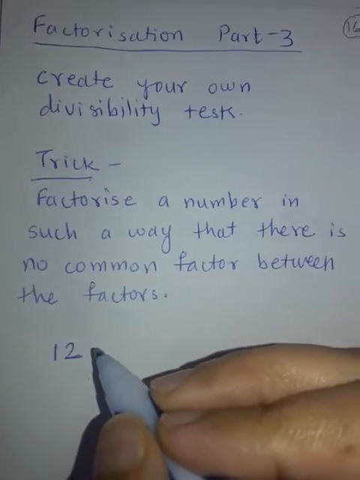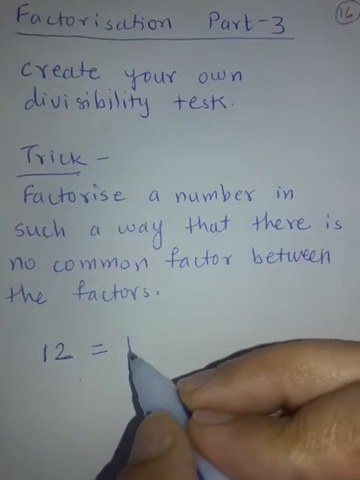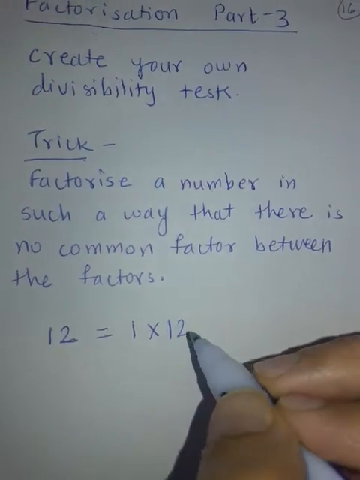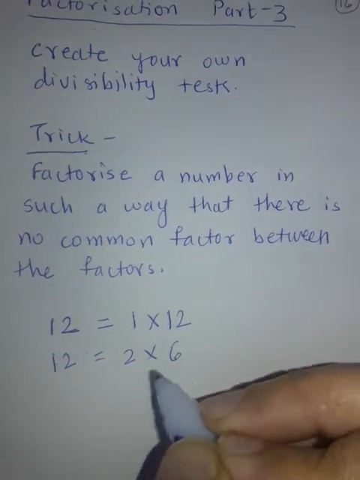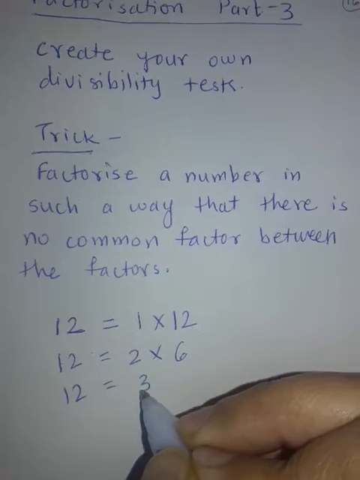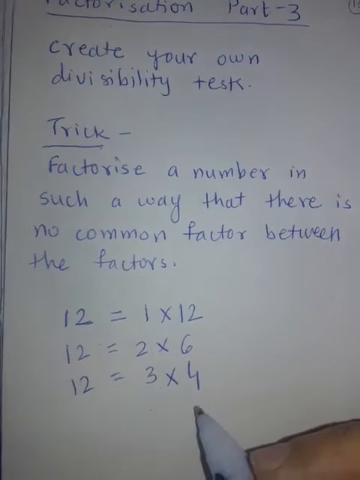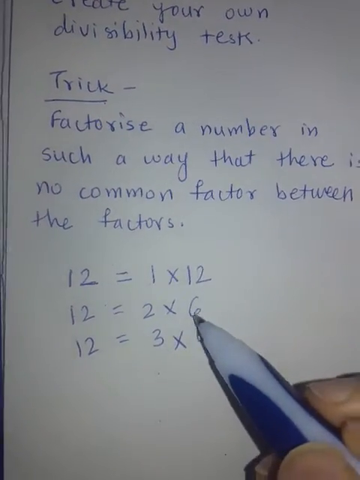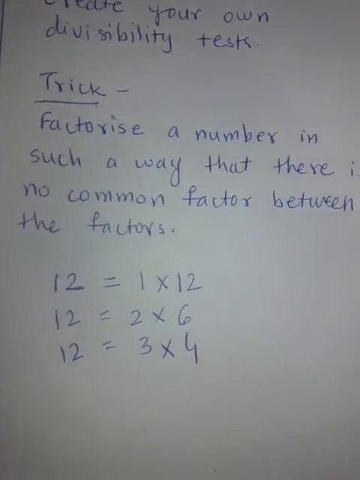With 12, if I ask you to factorize it, how do you factorize? You start with 1. 12 can be factorized as 1 into 12, as 2 into 6, as 3 into 4. And if I go further, it will be 4 into 3, 6 into 2, 12 into 1. So these factors will repeat in reverse order. So these many factors are there of 12.